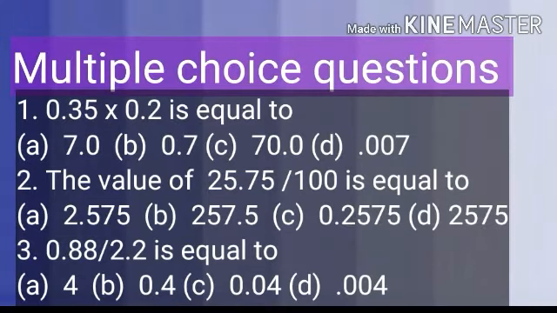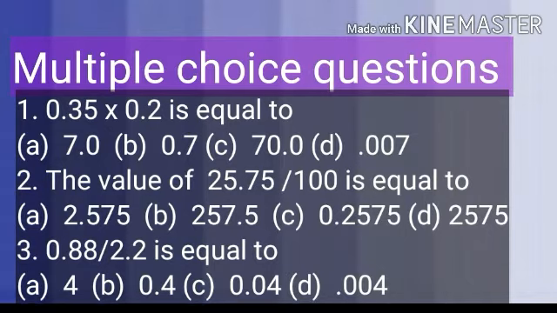Multiple choice questions. First, 0.35 into 0.2 is equal to A 7.0, B 0.7, C 70.0, D 0.007. Second, the value of 25.75 upon 100 is equal to A 2.575, B 257.5, C 0.2575, D 2575. Third, 0.88 divided by 2.2 is equal to A 4, B 0.4, C 0.04, D 0.004.